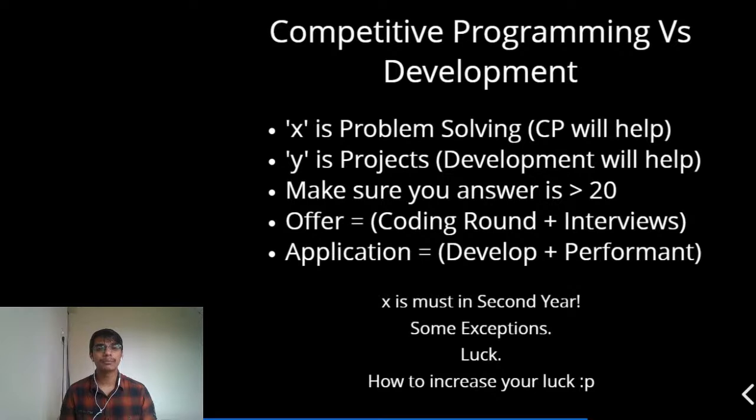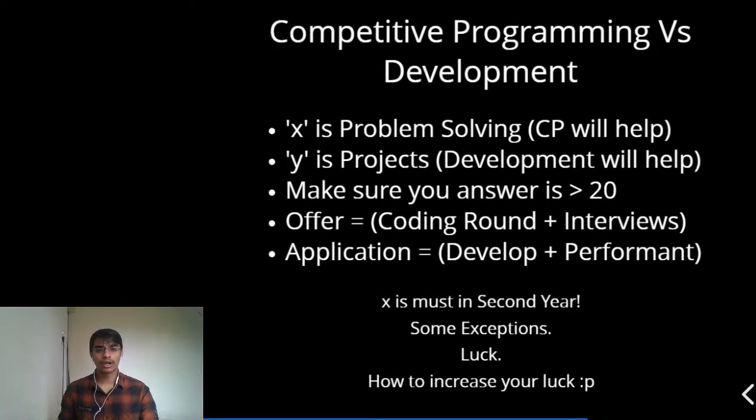But I want to make a statement here: you should have at least 30% focus towards one of the things. So suppose you are liking competitive programming a lot. Do it 70%, but not more than that. You should have some good projects at the end, right? You should have some good projects in your resume. You should have knowledge of real world applications as well. And even if you're inclined towards development, you should again do at least 30% of CP or problem solving. That will at least help you to crack the rounds.